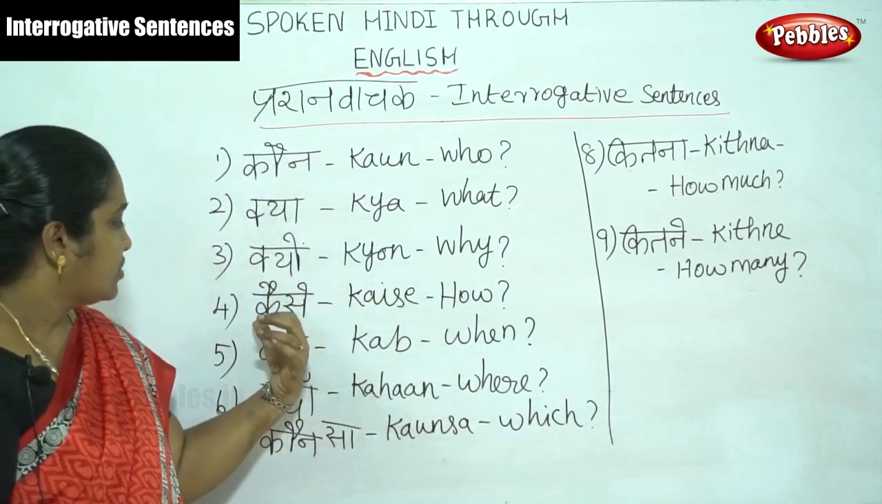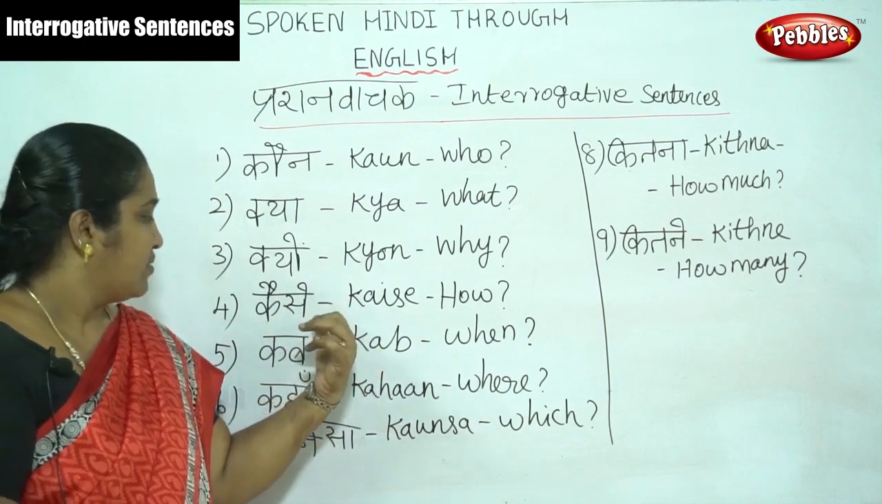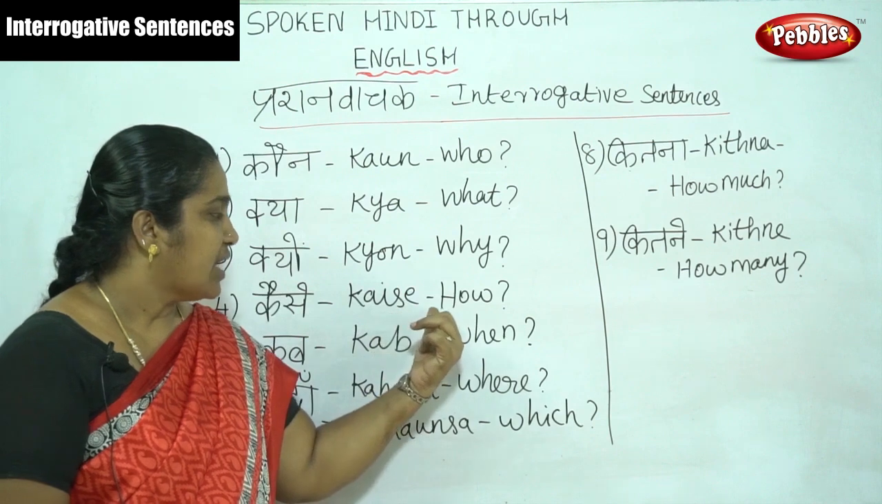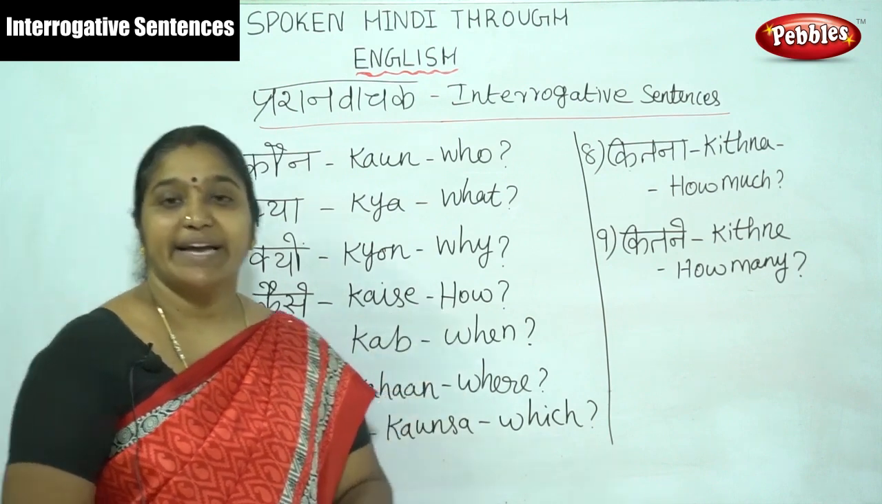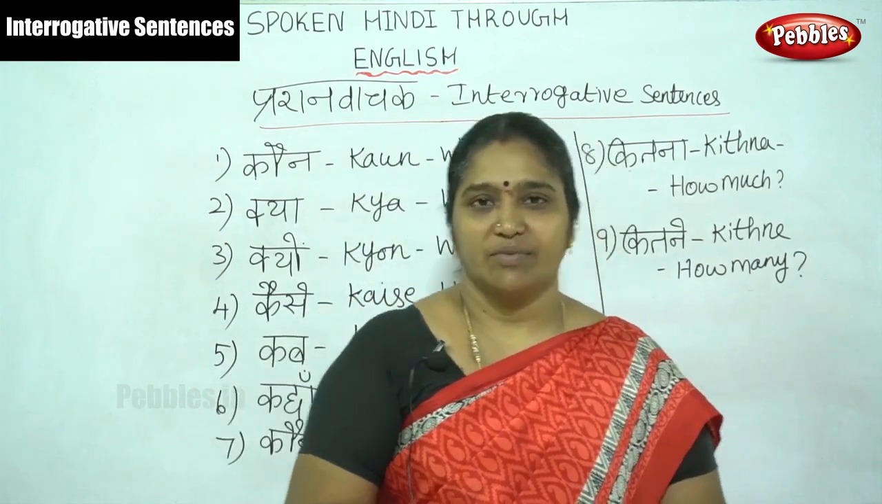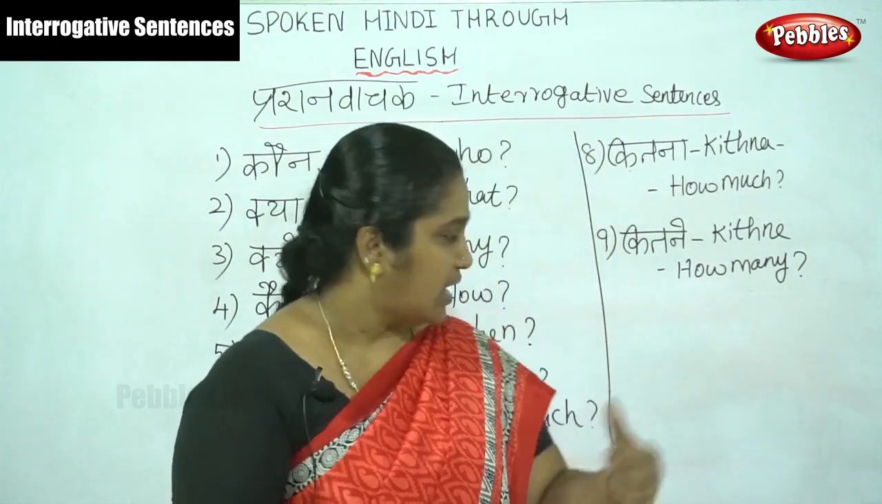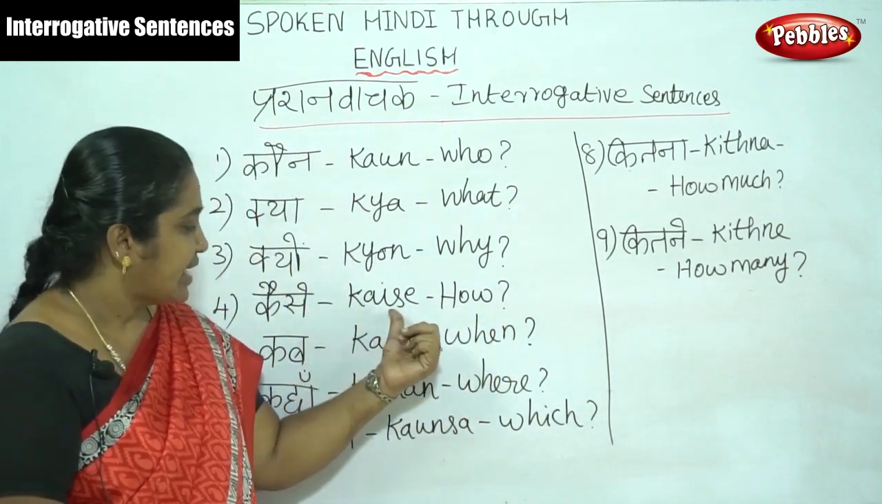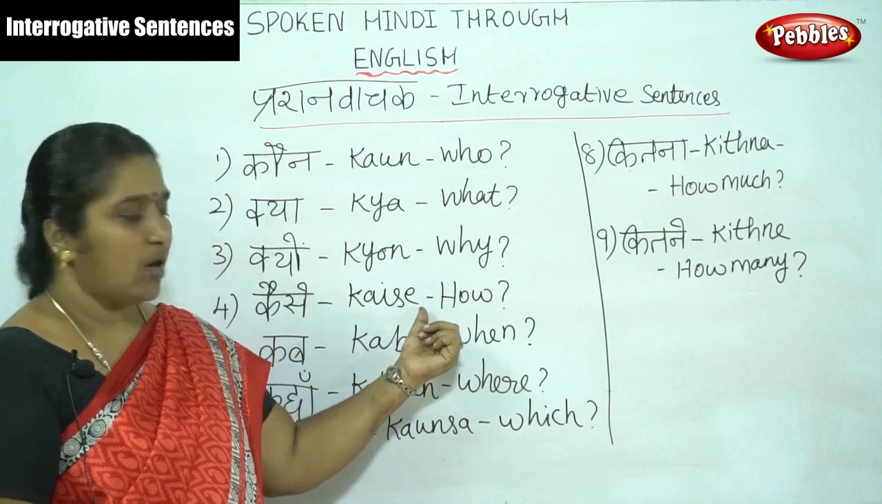Then the fourth one is कैसे. Pronunciation is kaise. The meaning is how. आप कैसे हैं? How are you? This is the meaning. कैसे means how.